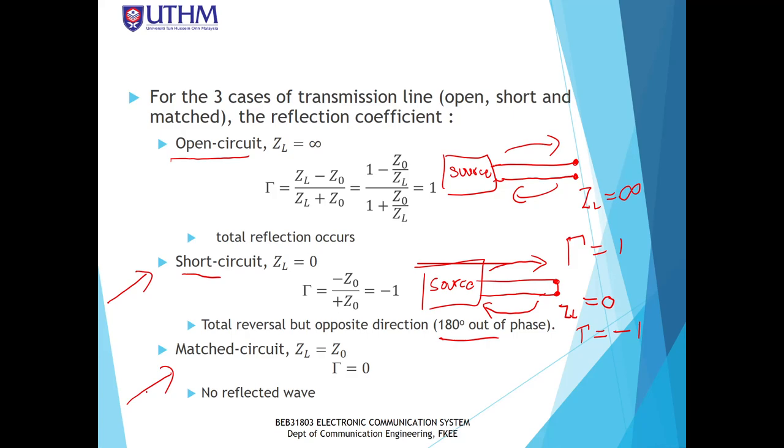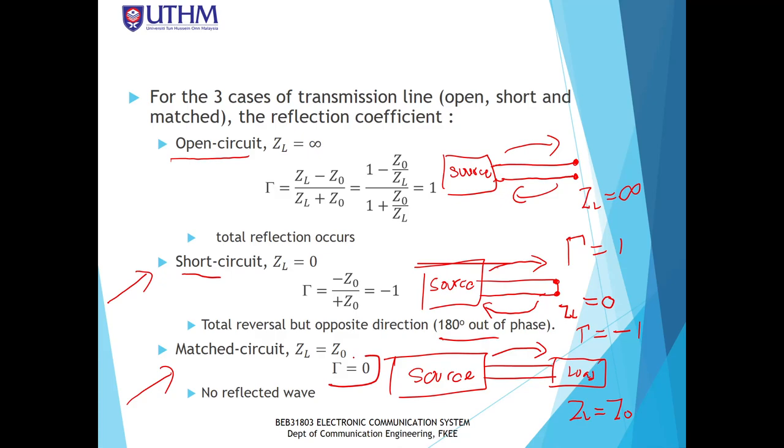Another extreme case is when it is a matched circuit. So this is the best scenario, which is ZL equal to ZO. So that means here we have the source. Okay. And then this is a transmission line. We have the load over here. Okay, so ZL is equal to ZO. So there's no reflected wave. So we only have the incident wave. Okay. So in this case, the reflection coefficient is equal to 0 because there's no reflection. Okay, tidak ada reflection. So these are all the three extreme cases. Okay, case yang extreme.